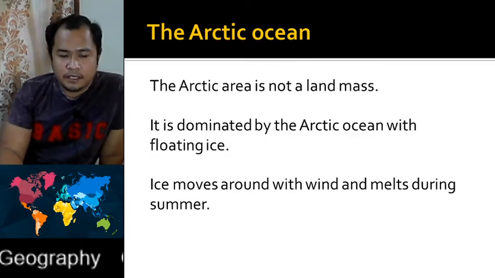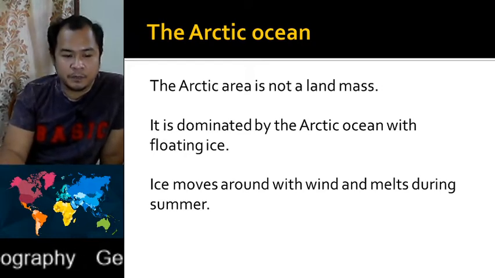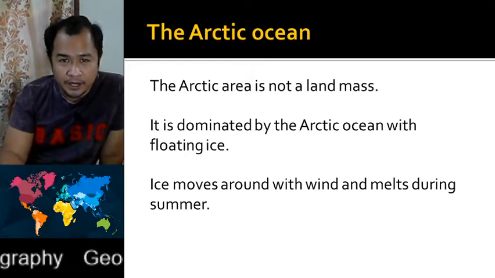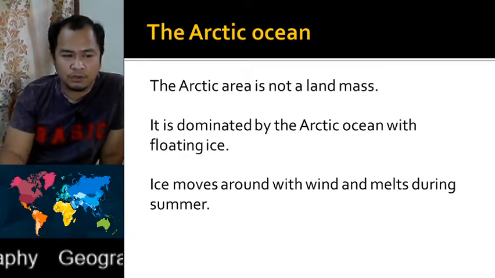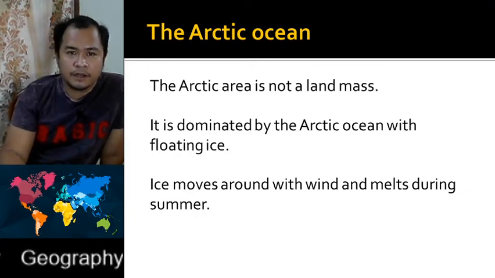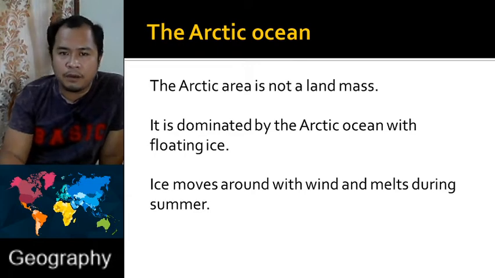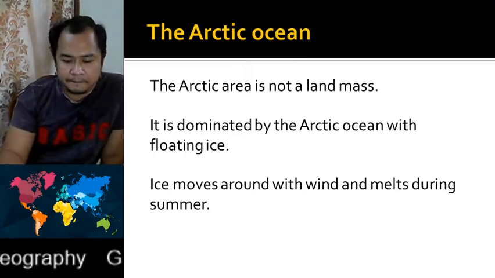And talking about the Arctic Ocean, again, the Arctic area is not a landmass. It is predominantly covered by water or floating ice because of the very low temperature. The ice would be floating around during winter, being blown by wind, and during summer, some of this ice will get melted.